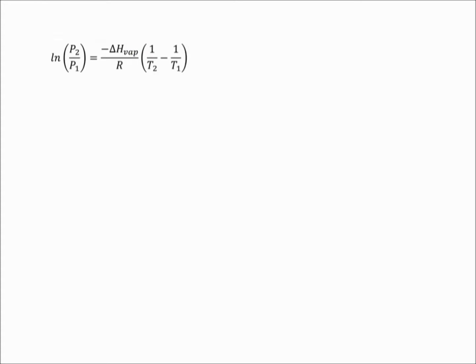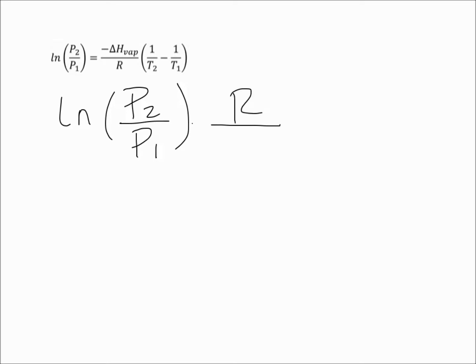The first thing you want to do is multiply times R and divide by delta H of vaporization, the enthalpy. So you'll get the natural logarithm of P2 over P1 times R over enthalpy of vaporization is equal to negative, so you have to change this sign because of this negative here. So you can just invert it. It will be 1 over T1 minus 1 over T2.